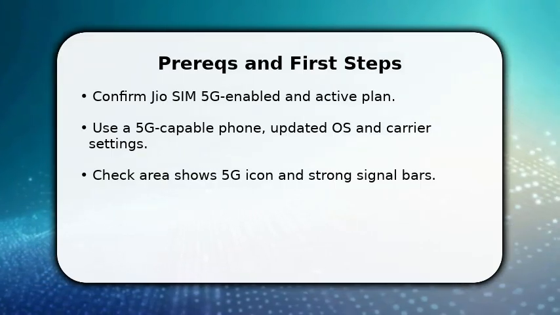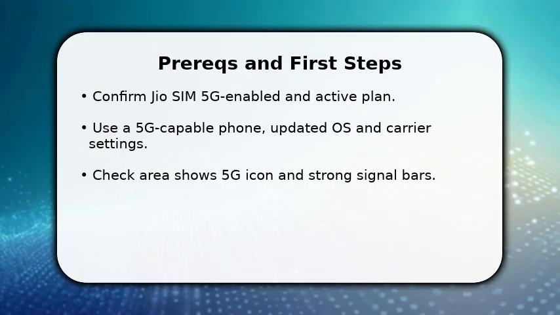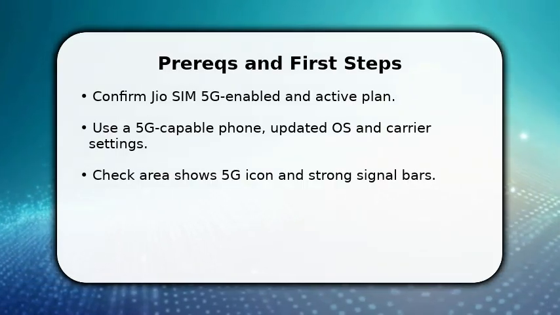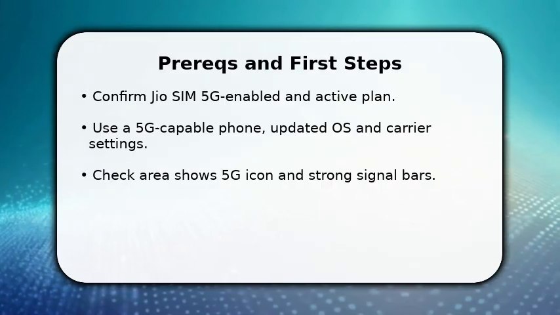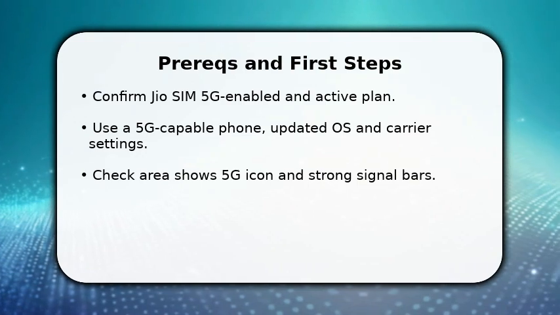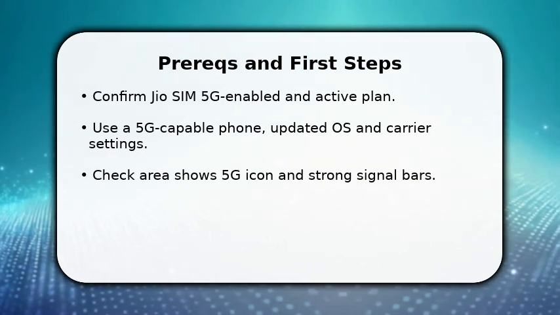Next, toggle airplane mode for 10 seconds to force a fresh network registration. Once done, make sure your network mode is set to 5G/4G auto in settings so the phone can pick the best band. This speeds reconnection and avoids manual band conflicts.